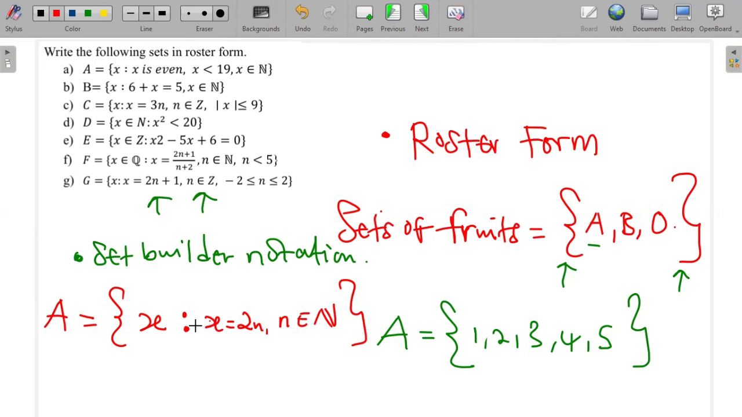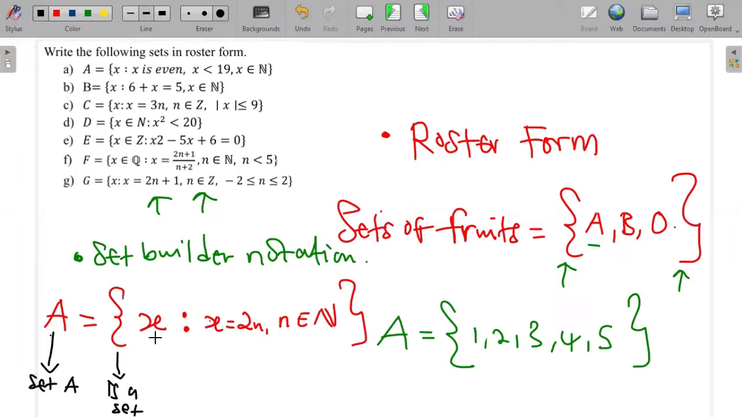But how do you read it? Most students fail to read this. You read this as set A. Let me write somewhere there. So set A, and then this first bracket here, we're going to be reading it as is a set.